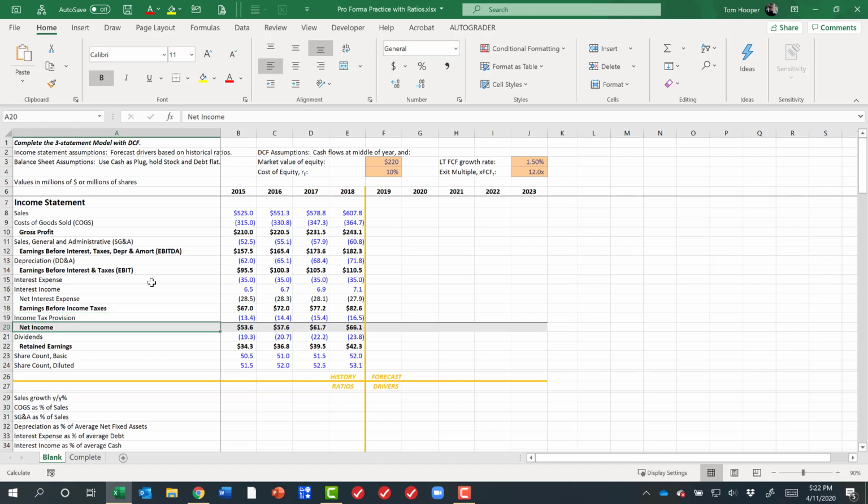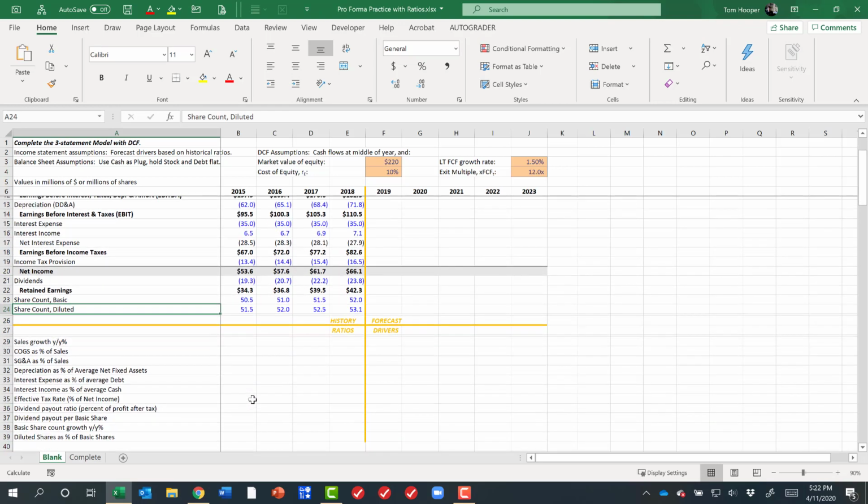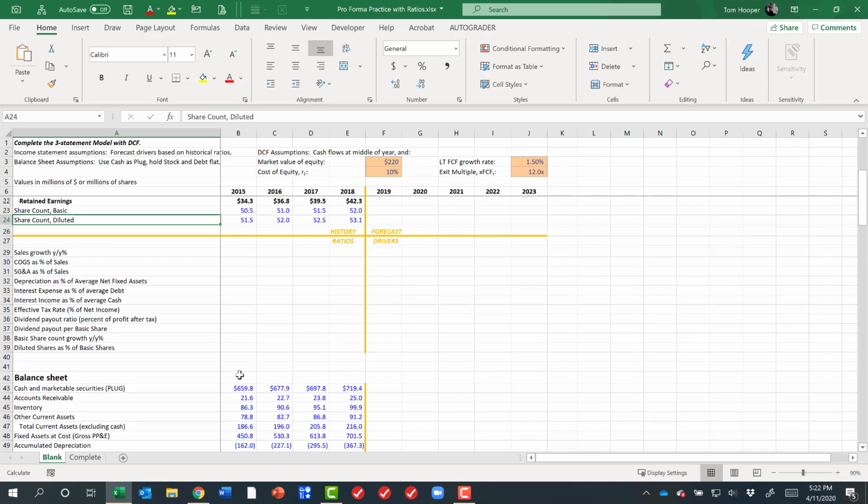I've also called profit after tax net income, since that's the way that virtually every company publishes it, even though our books don't always say that. And I've added both a basic and diluted share count. So hopefully nothing surprising there, but something maybe a little bit more useful to use in the future.